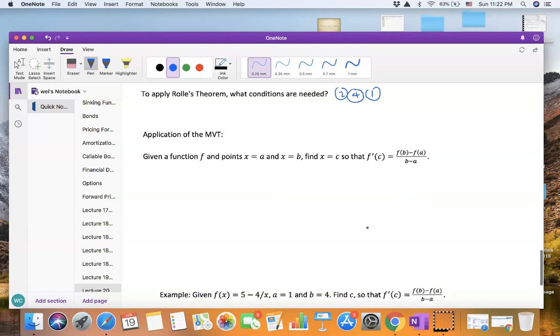Okay. Next, we look at one application of the mean value theorem. So the problem is like this. We are given a function and we're given two points, a and b, and we are asked to find a number c such that the derivative at that number equals (f(b) minus f(a)) over (b minus a).